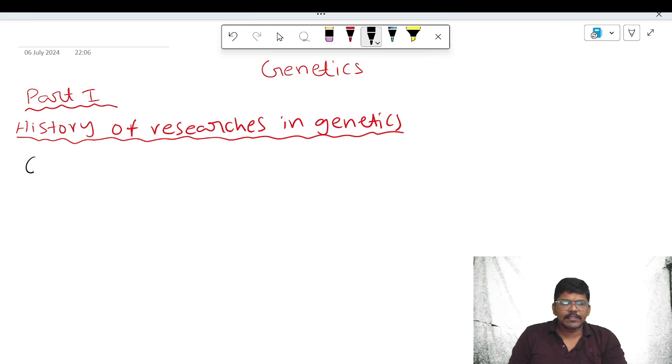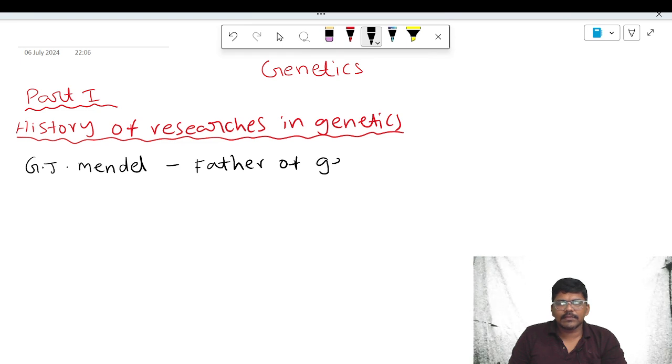There is a scientist, the name of the scientist is G.J. Mendel. He did work on Pisum sativum, and he identified how the characters are transferred from one generation to another generation. Hence, Mendel is called the father of genetics.